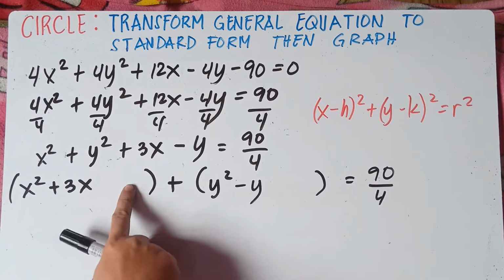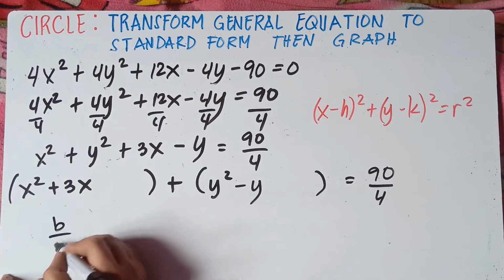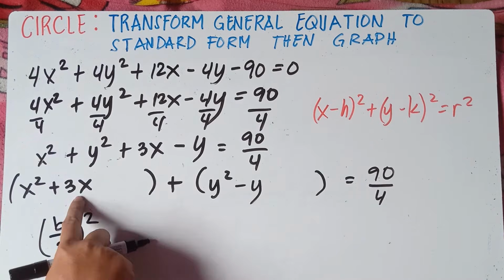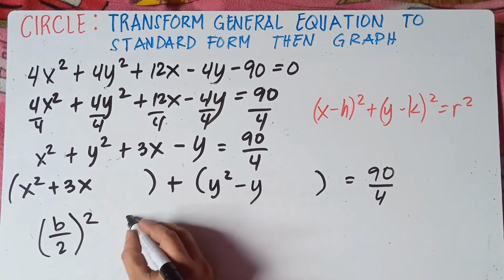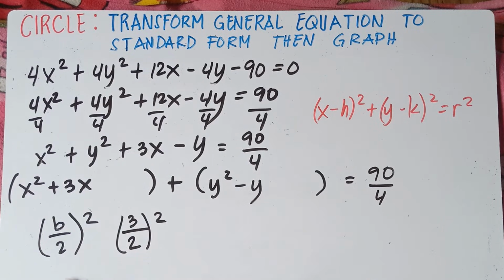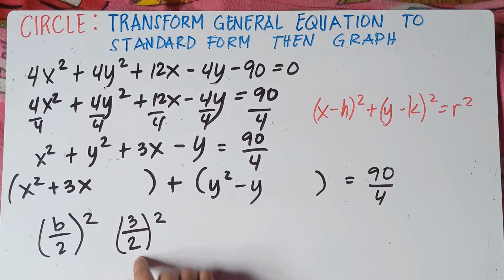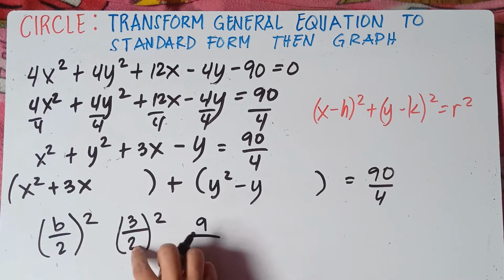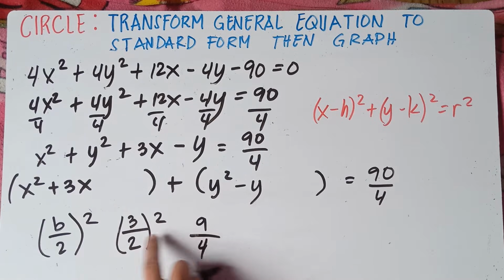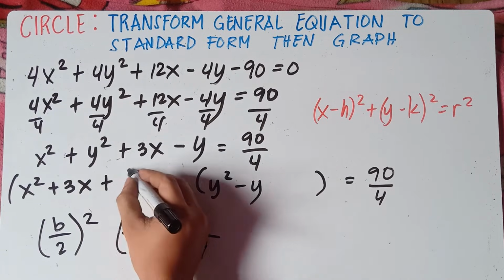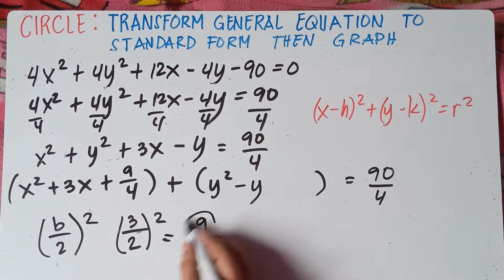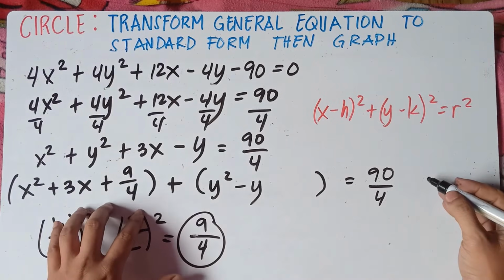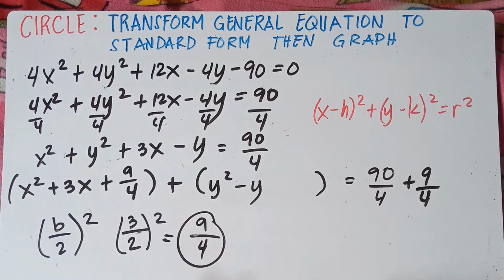Next, class, we need to add a new constant. How to add a new constant? Use the formula b over 2 squared. So b, class, is the linear term beside x. So b is 3 over 2 squared. We cannot divide 3 by 2 evenly, so we square it: 3 times 3 is 9, and 2 times 2 is 4. So we need to add 9 over 4 here. Now, when you add 9 over 4 on the left side, you also add 9 over 4 on the right side to make it balance.